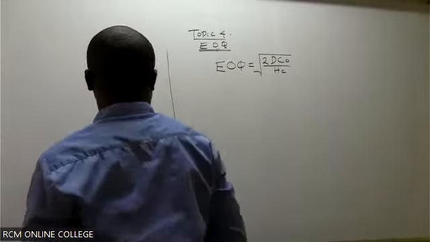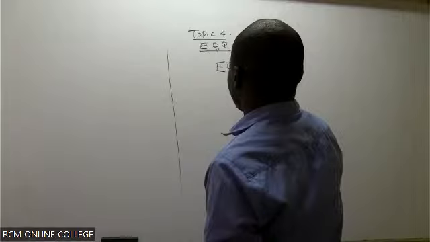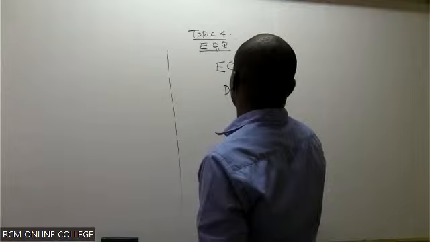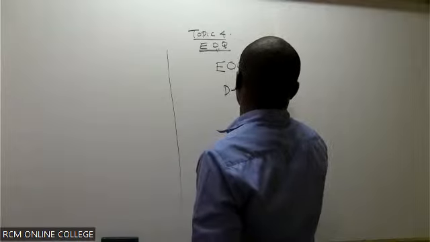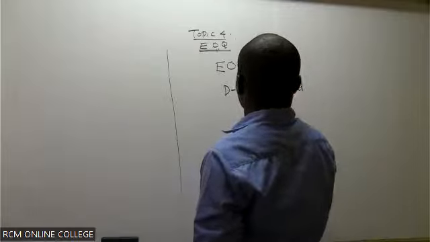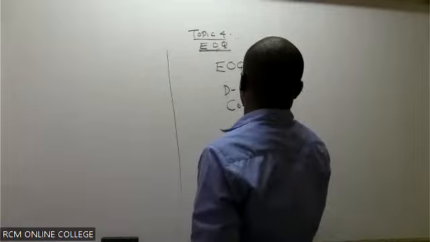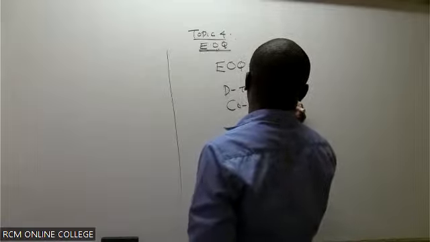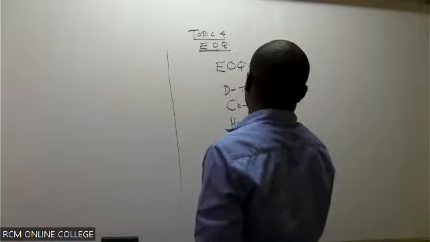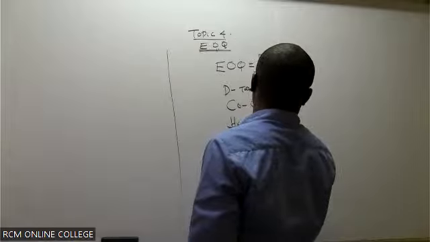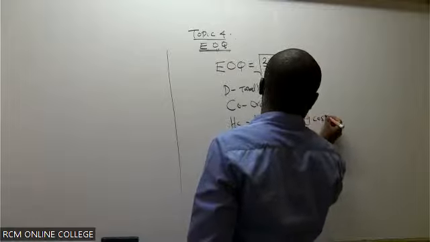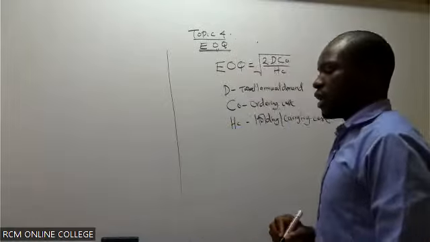So in your exams, get to understand that D is the total or annual demand, CO is the ordering cost, and HC here is basically the holding, or carrying, cost. Holding or carrying cost.